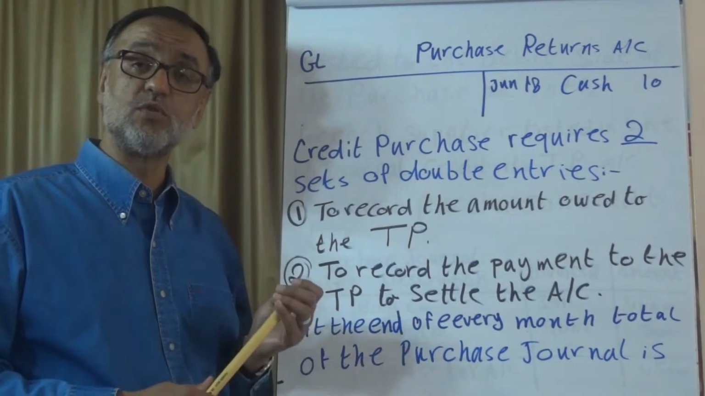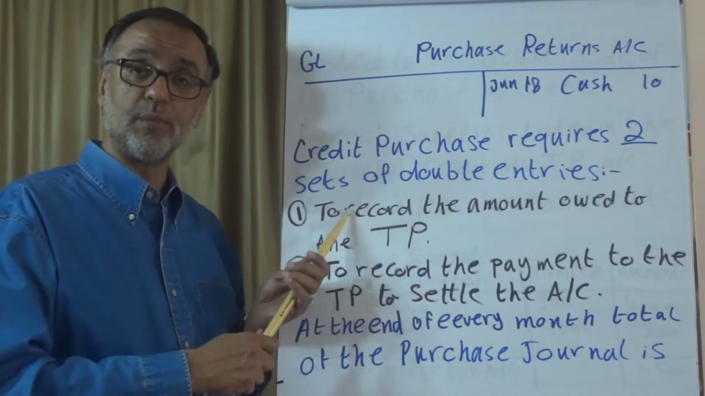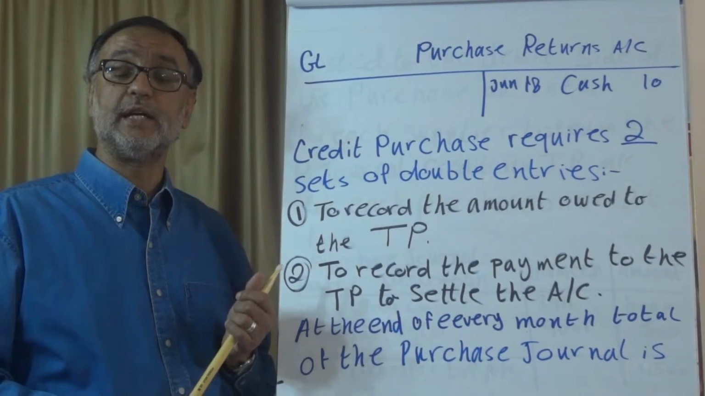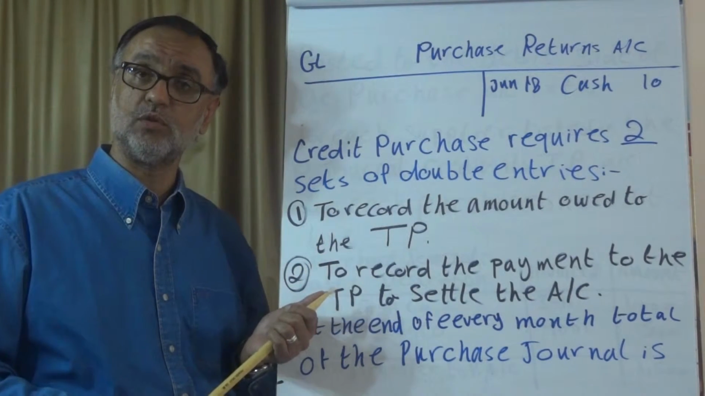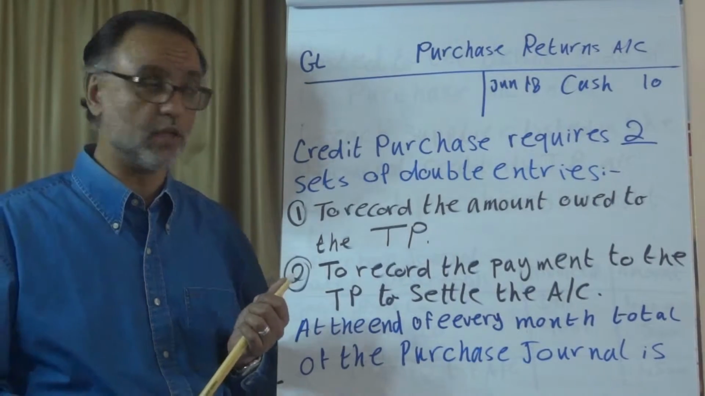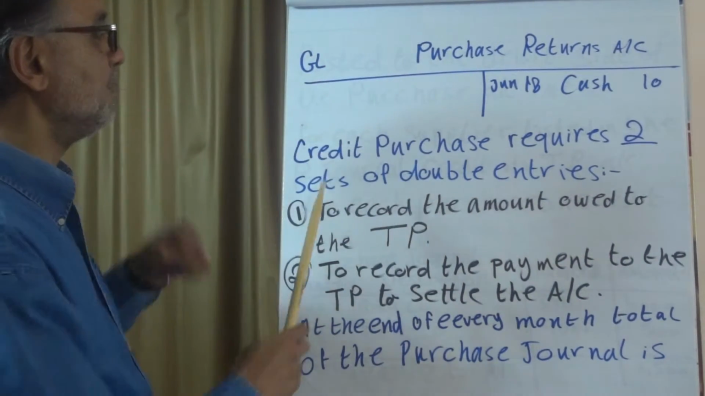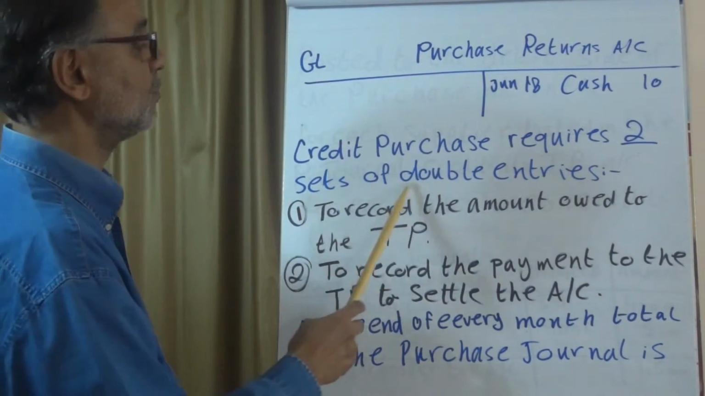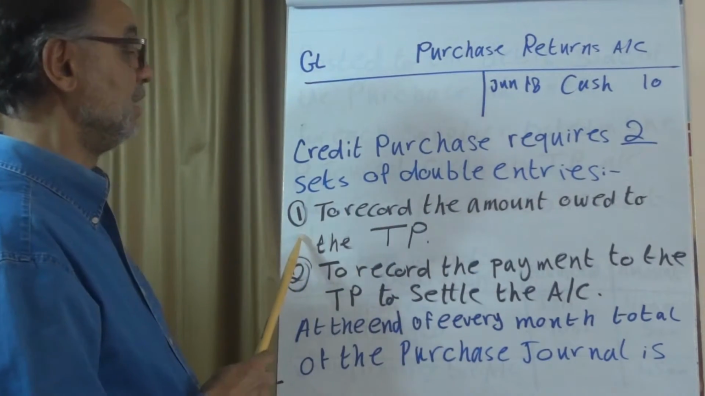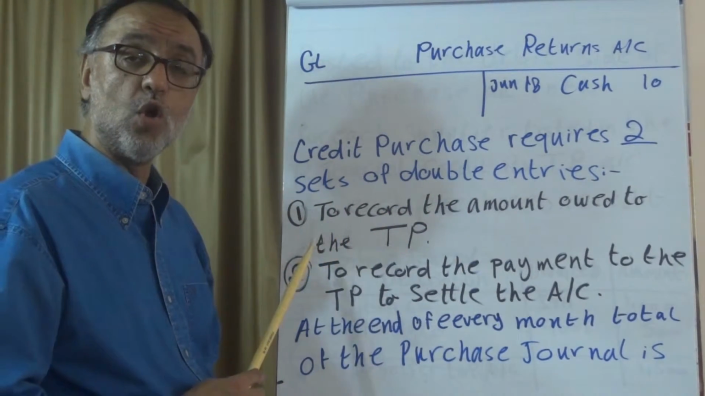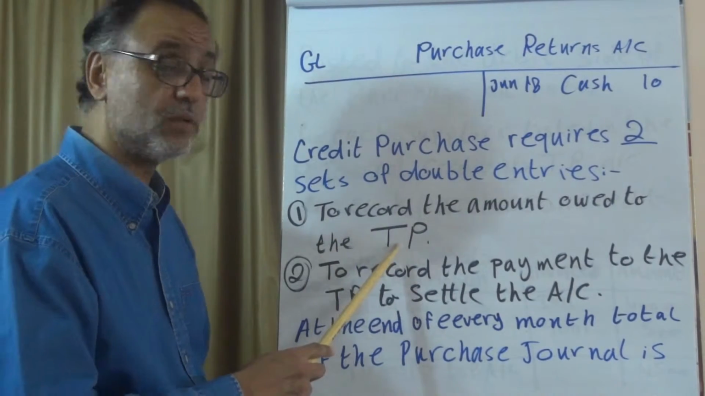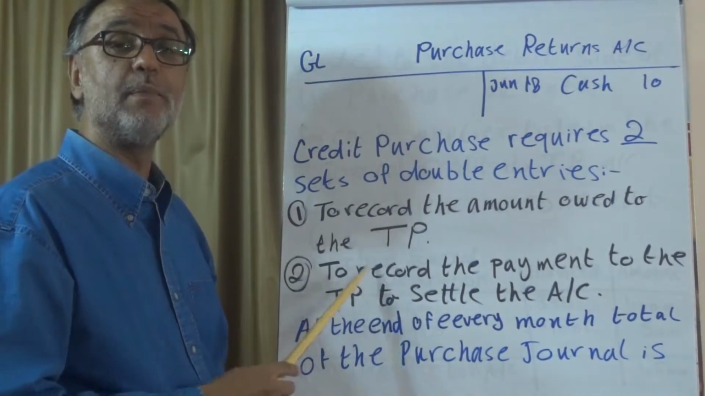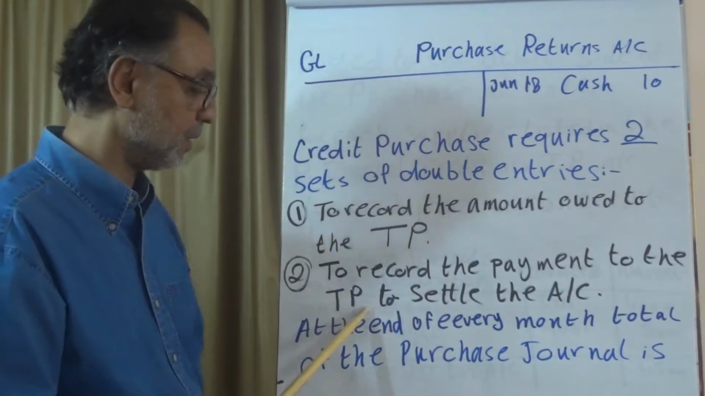In this case, it's considered a journal and we post from it to the purchase account or purchase return account in the general ledger. Credit purchases require two sets of double entries. First, to record the amount owed to the trade payable. Second, to record the payment to the trade payable.